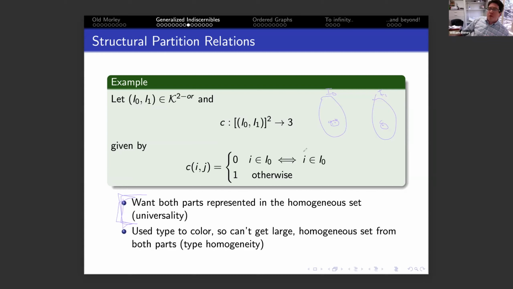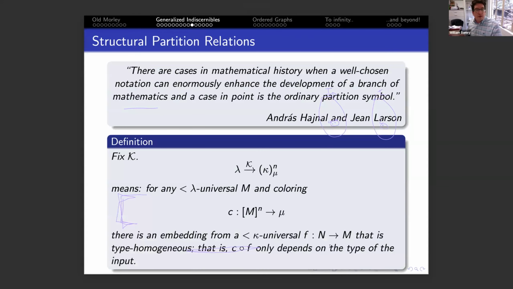And the reason for that is I've used the type of the elements in this structure to do the coloring. As I add more structure to my classes, more than just a linear order, I can always use the types to help me with the coloring. And so what I'm going to ask for is some notion of type homogeneity, where the coloring depends only on the type of the input.